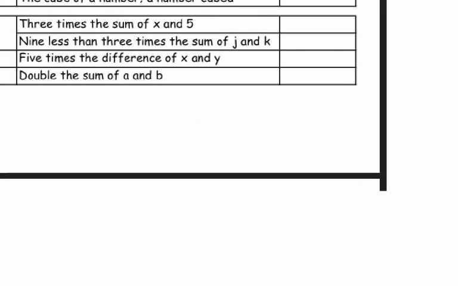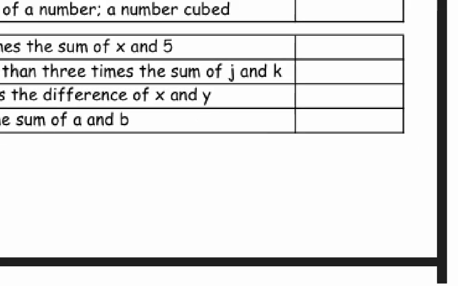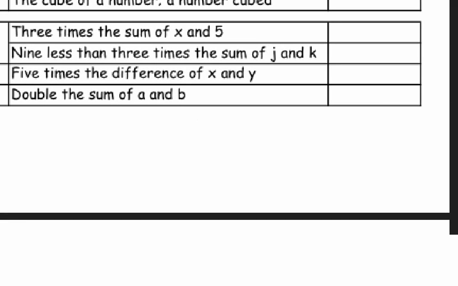Alright, so the first example says 3 times the sum of x and 5. I don't remember what I just wrote down, but it might have been close to that. Okay, so 3 times the sum of x and 5.